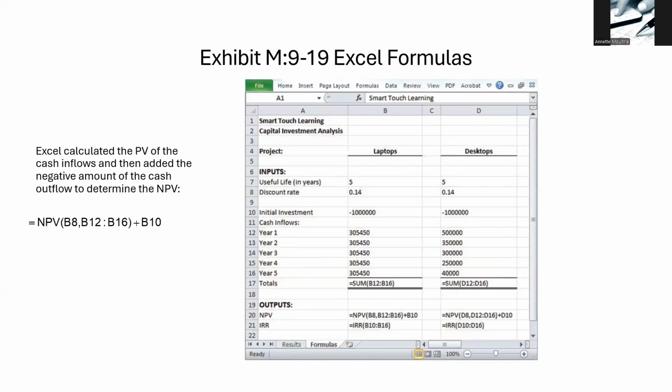Here, in this example, it shows the actual formulas used to calculate the net present value and the internal rate of return. So these are the formulas for the NPV. This is the formula, and this is where they chose information from column B, okay, for the laptop. And this is the formula where they chose information from column D. And to do the rate of return, this is the formula for the laptops, and the formula for the desktops.